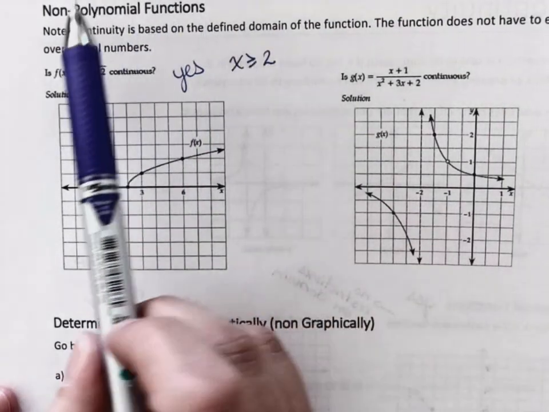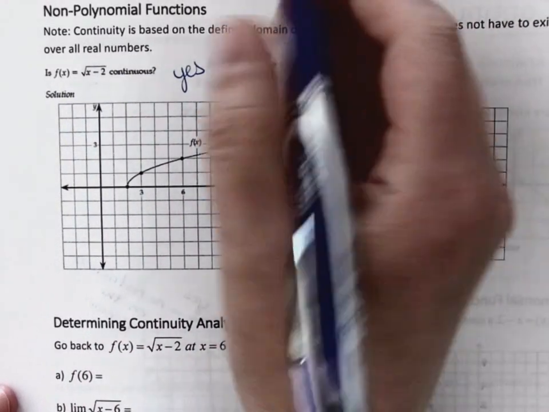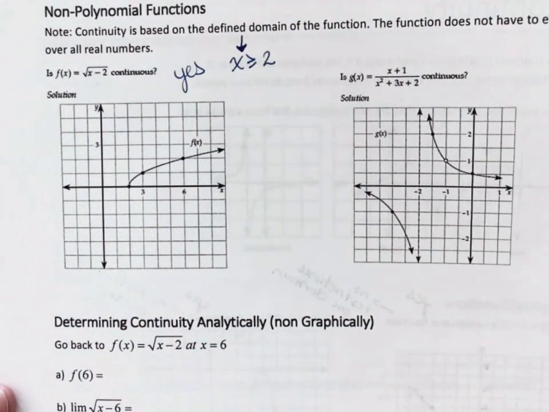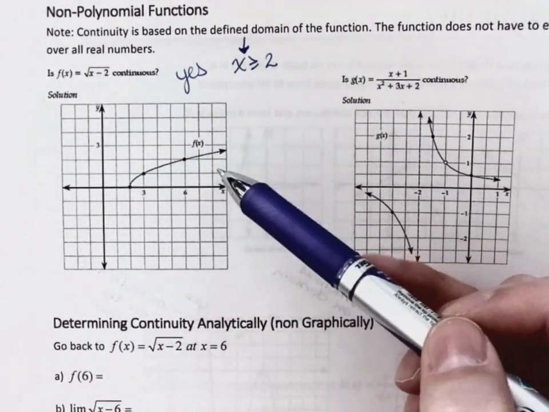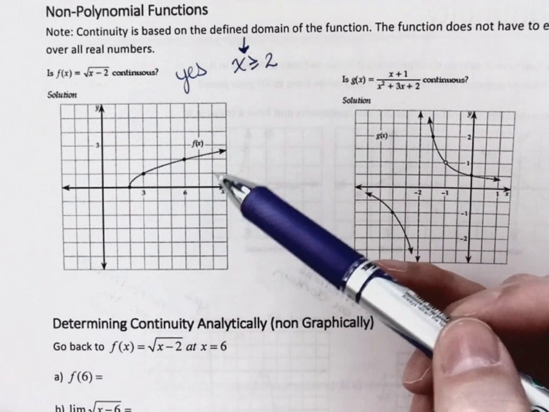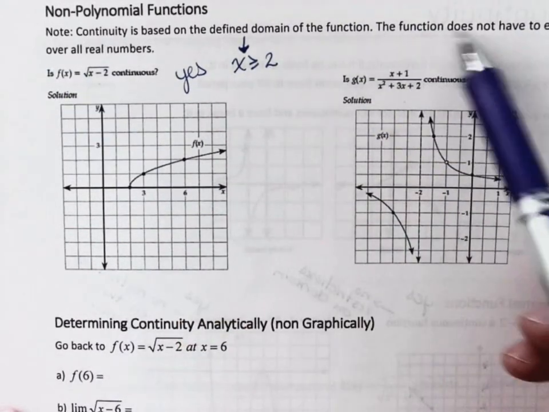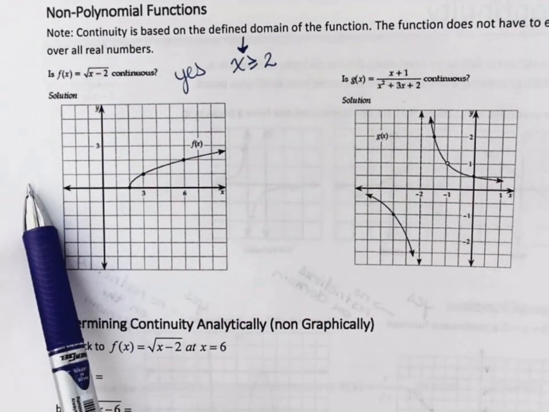So we should probably read this note here. Continuity is based on a defined domain of the function. So we know that this one already has a restriction. It's like, hey, it's got to be values greater or equal to 2. It's a defined domain. The function does not have to exist over all real numbers. So this one can be continuous.